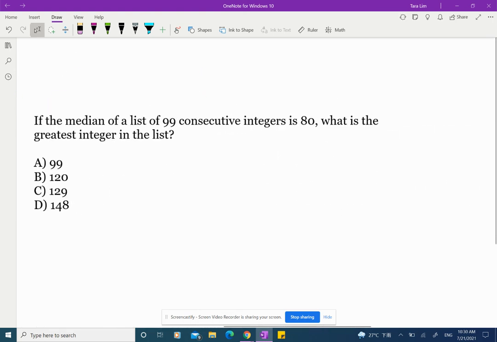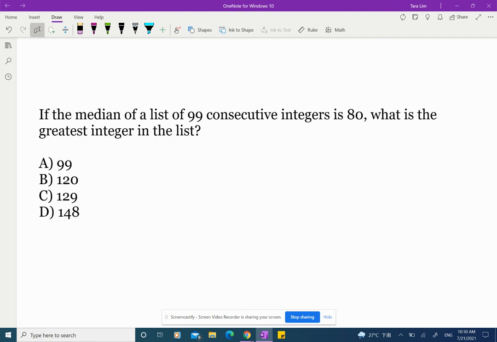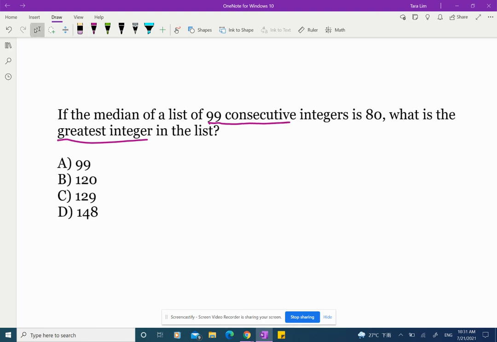Now let's do another example. If the median of a list of 99 consecutive integers is 80, what is the greatest integer in the list? So now we're trying to solve for the greatest integer. We're not trying to do the sum, we're trying to solve for the greatest one. And it says there are 99 consecutive integers. Now, as we said before, we can't just keep on listing, because if we list, it's going to take a really, really long time. It says the median of a list of 99 consecutive integers is 80. So the middle one is 80.